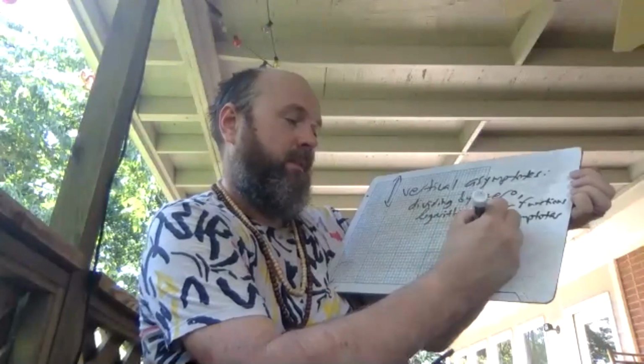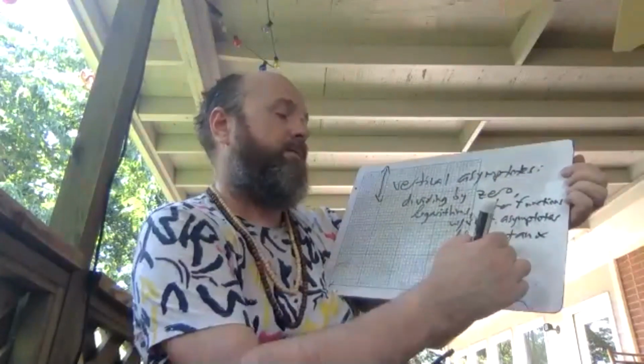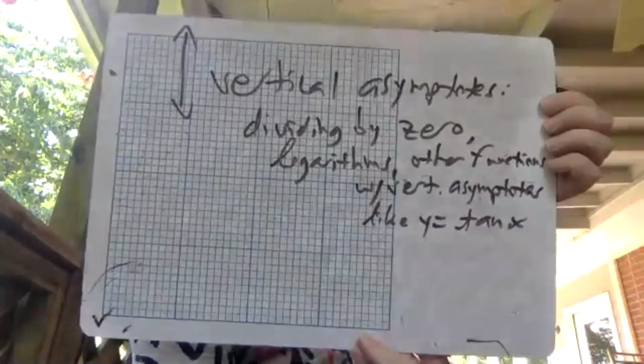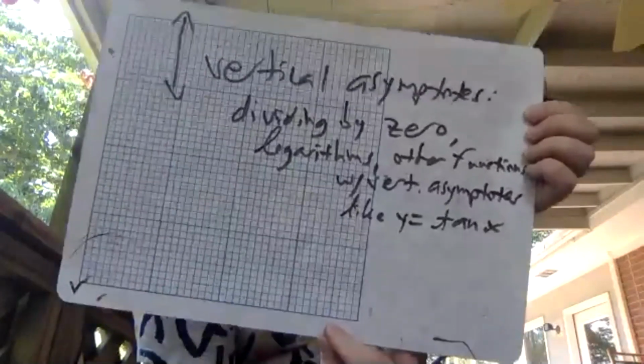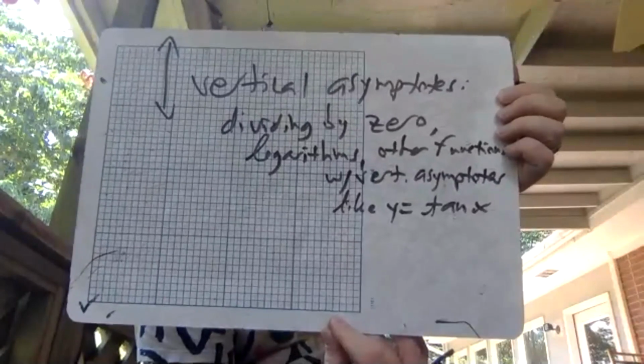Like some trig functions have vertical asymptotes, like y equals tangent of x. If you look at the graph of that, you see vertical asymptotes. But in the end, that just comes down to dividing by 0. So it's a little misleading what I'm saying, but anyway, if you see functions that have asymptotes inside a function, then you can guess there will be asymptotes.